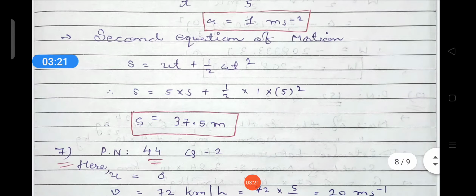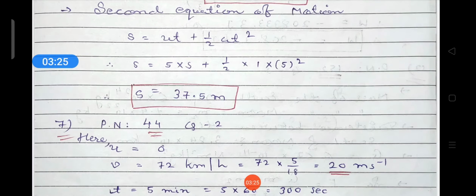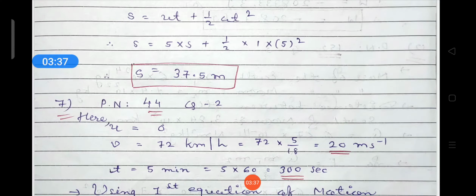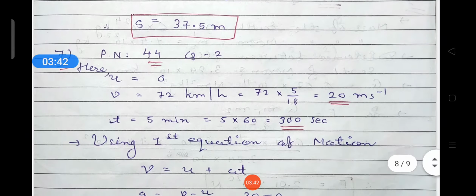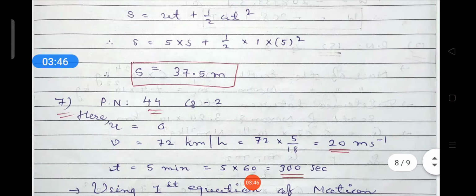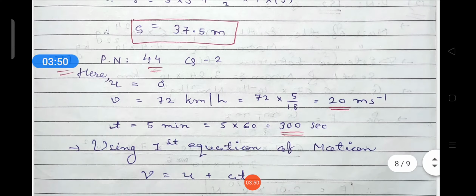Now for the second part, we can use the second equation of motion. S is equal to ut plus 1 by 2 at square. So S is equal to 5 into 5 plus 1 by 2, a is 1 and 5 square. The distance covered by the car in that time you will get is 37.5 meter. So a is 1 meter per second square and the distance covered S is equal to 37.5 meter.